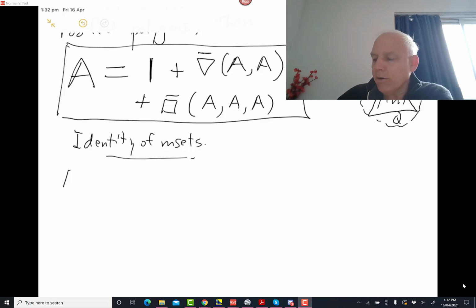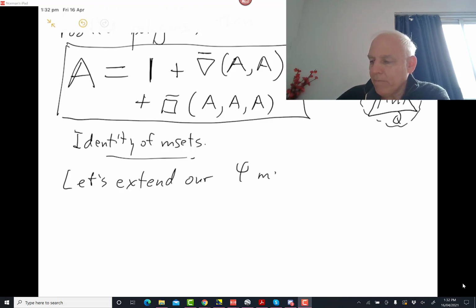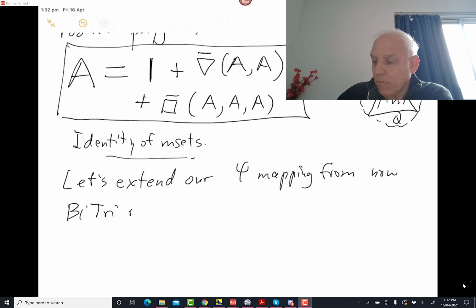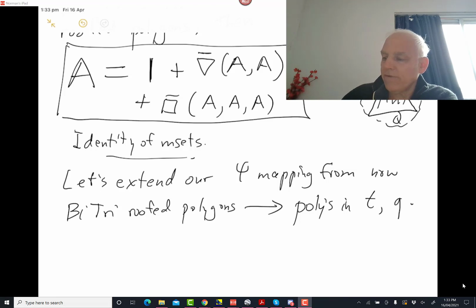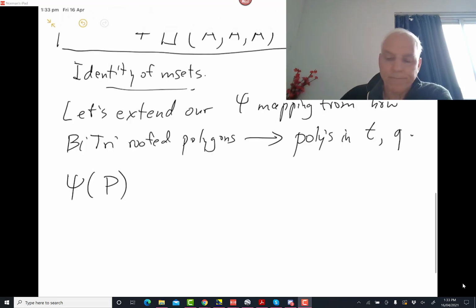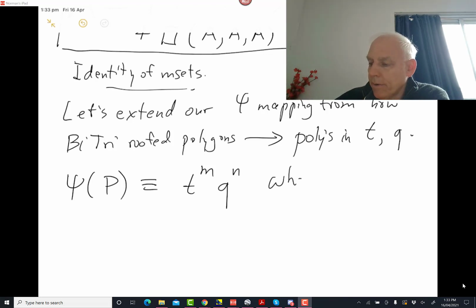So let's extend our phi mapping from now these BiTri-roofed polygons to polynomials in two variables, t and q. Okay, so what's our definition going to be? So phi of, let's say we have some BiTri-roofed polygon P. Then we're going to define this thing to be t to the, let's say, m and q to the n, where P has m triangles and n quadrilaterals.